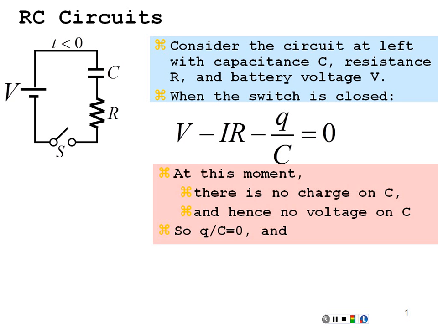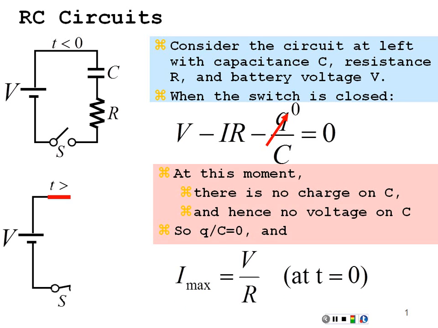So our Q would be 0, V would equal IR, and the current would be its maximum value, which would be the voltage divided by the resistance in the circuit at t equals 0. And from that point on, the current's going to start going down. For our maximum current will be voltage divided by the resistance.